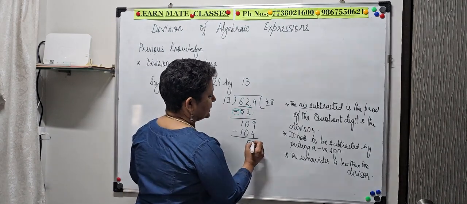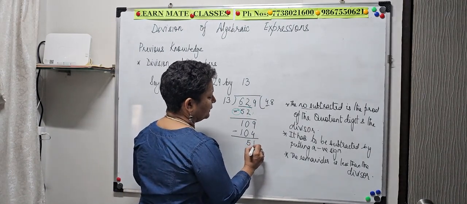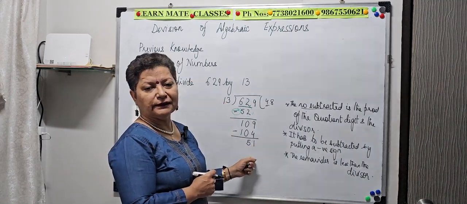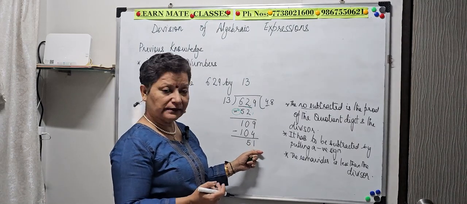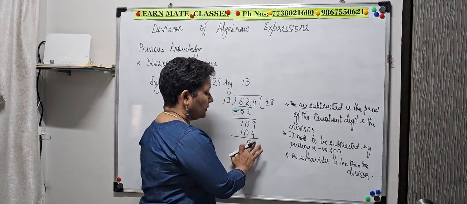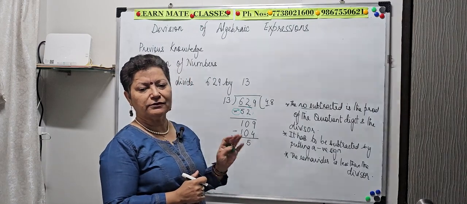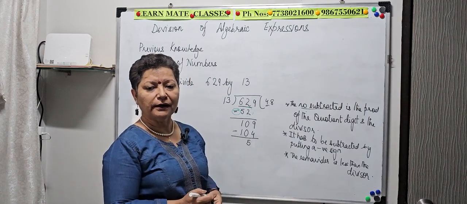Let's assume that you had got 51 here; you would still have tried 13 times 3 is 39 and then subtracted. But here, as of now, our remainder is less than the divisor. So that tells us, okay, this is where we stop our division.